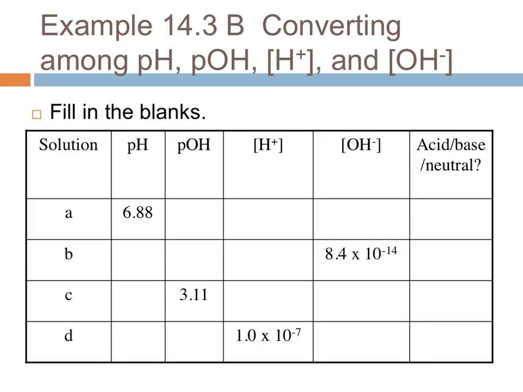And here we have a chart that you need to be able to calculate all of these numbers very, very simply and quickly using those expressions. So hydrogen and hydroxide, I can go back and forth. Kw equals hydrogen times hydroxide. pH and pOH need to equal 14.